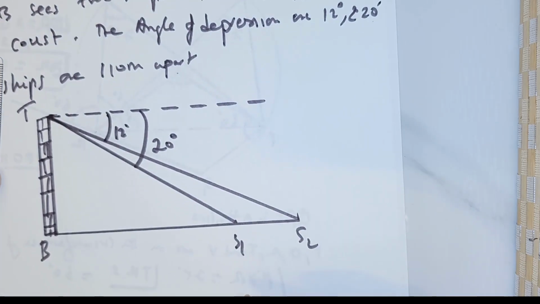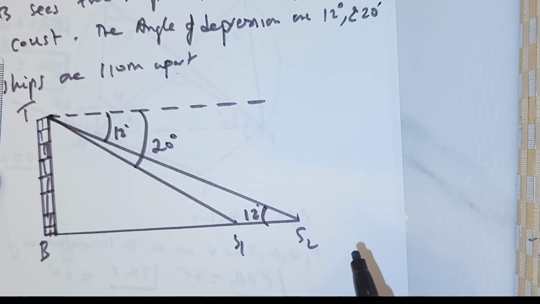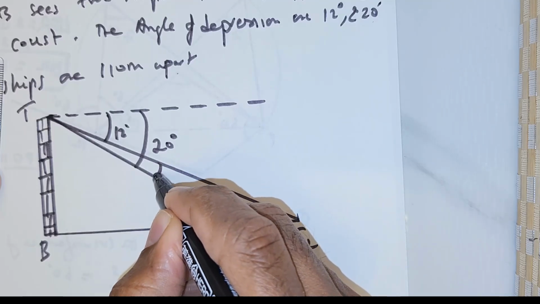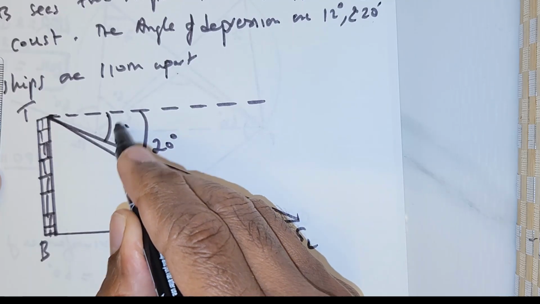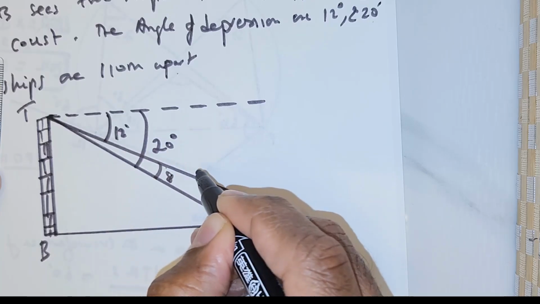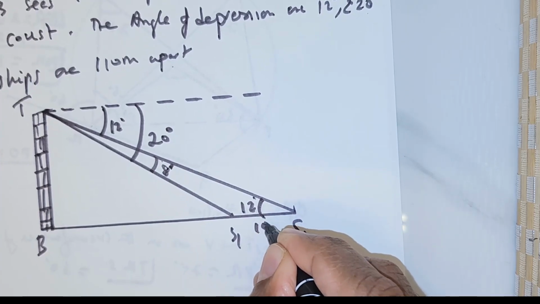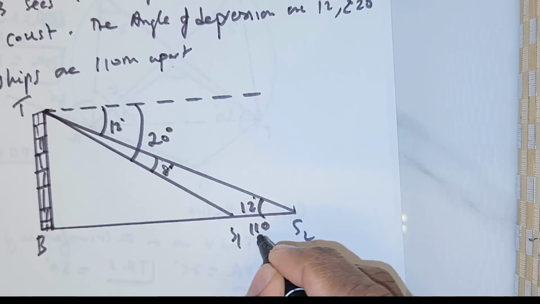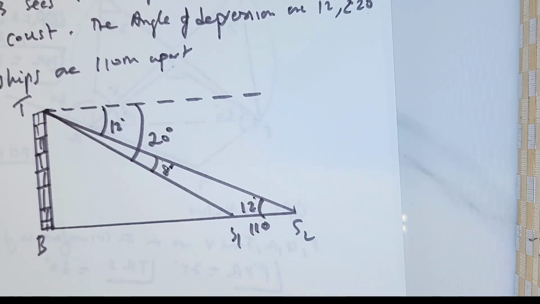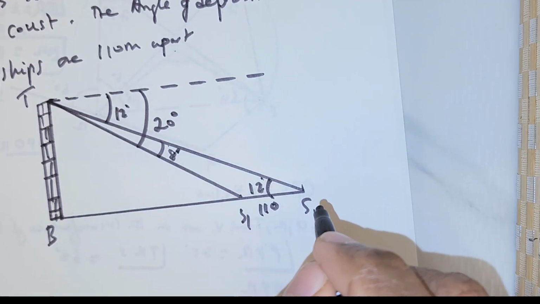So by alternate angle, this one is going to be 12 degrees. And this entire thing is 20, this is 12, so this angle is going to be 8 degrees. So the distance between these two ships is 110 meters. So this would be the completed figure.